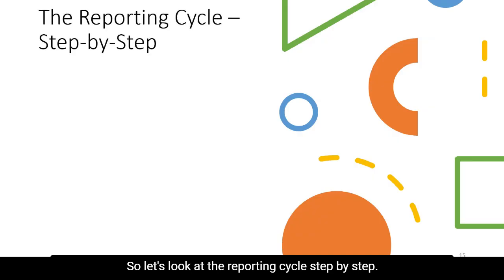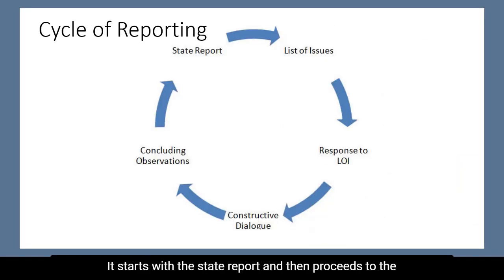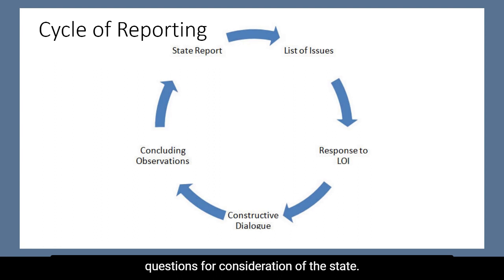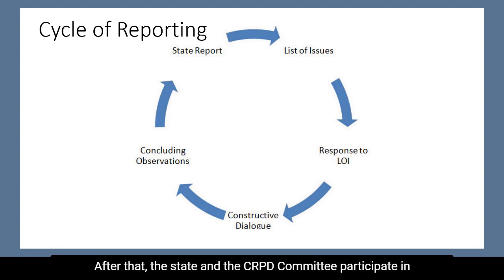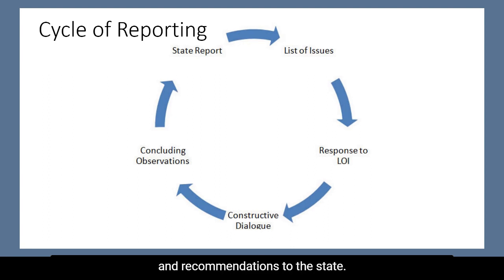So let's look at the reporting cycle step by step. It starts with the state report and then proceeds to the issuance of a list of issues by the CRPD committee or additional questions for consideration of the state. The state has the chance to respond to that list of issues. After that, the state and the CRPD committee participate in a constructive dialogue in Geneva. After that, the CRPD committee issues its concluding observations and recommendations to the state.